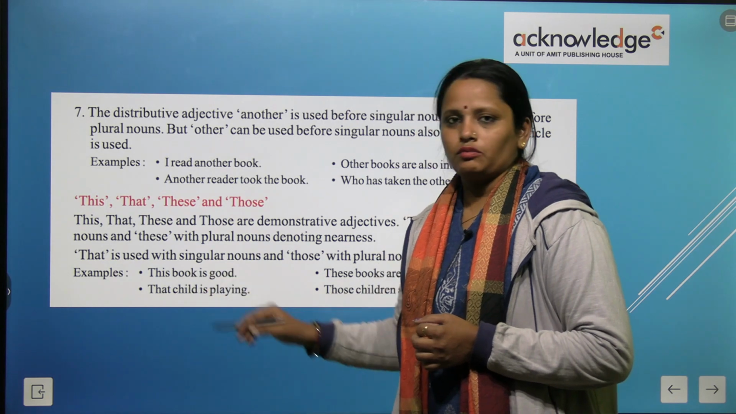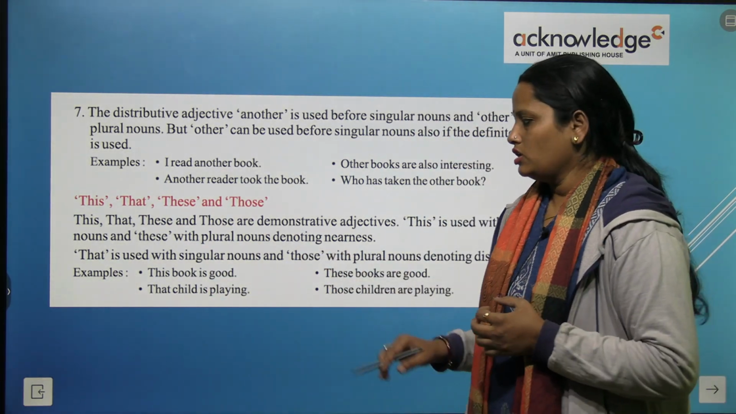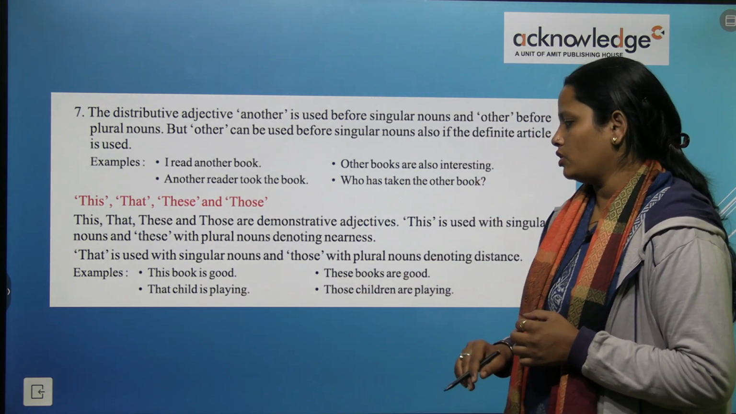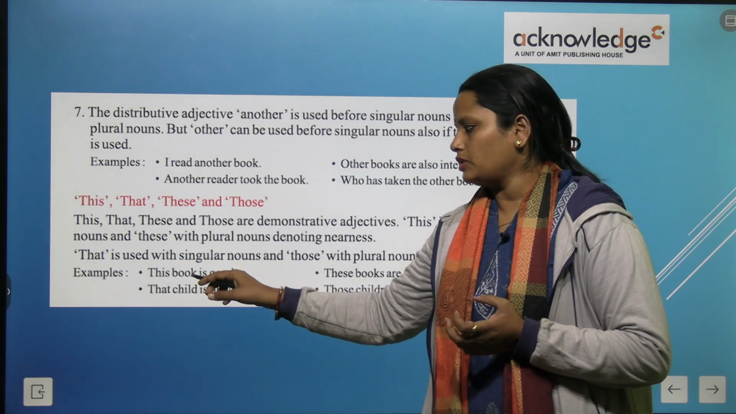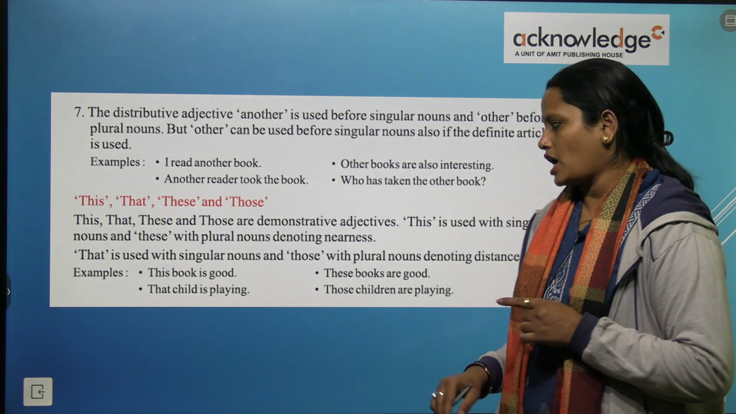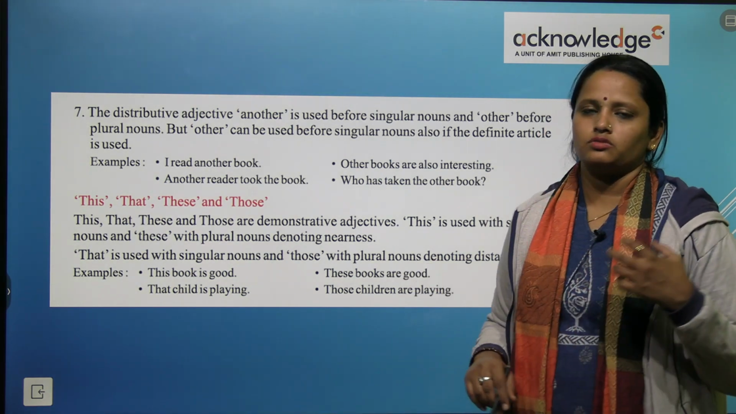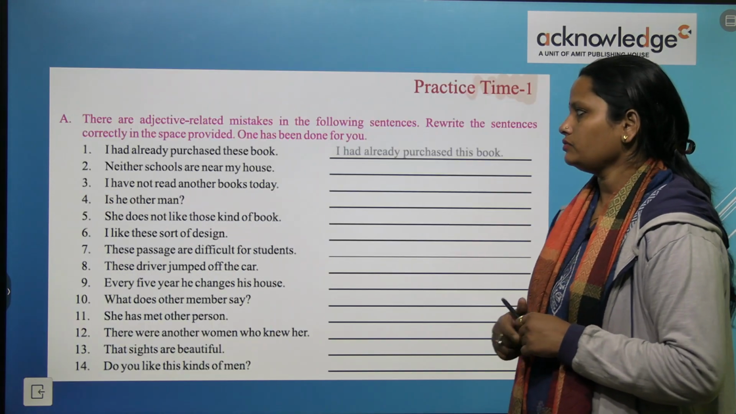This book is good. So this के साथ हमने book use किया है. Book is a noun. That child is playing. These books are good and those children are playing. So अब आप यहाँ देख सकते हो कि this हमने singular book के साथ use किया है. That is used with single child. These हमने plural books के साथ use किया और those भी हमने plural children के साथ use किया है.